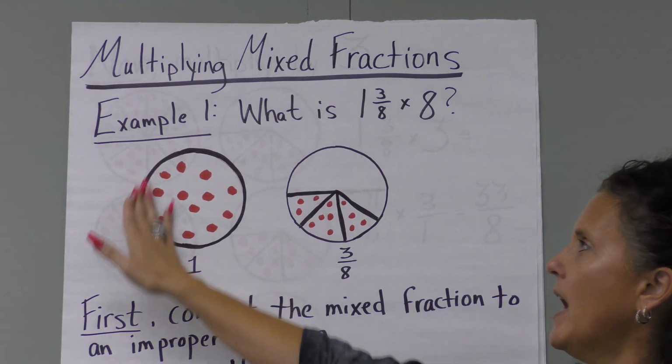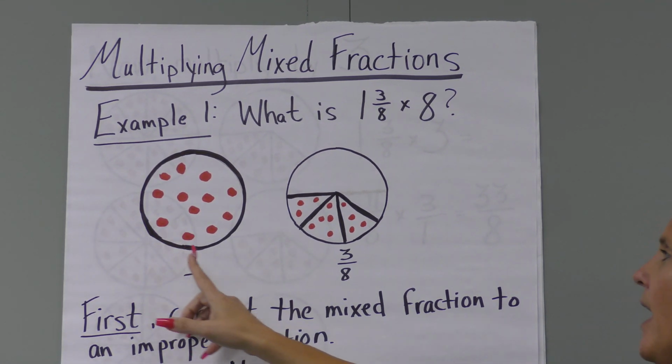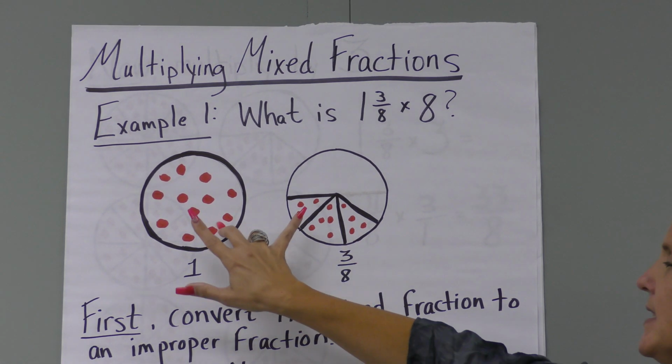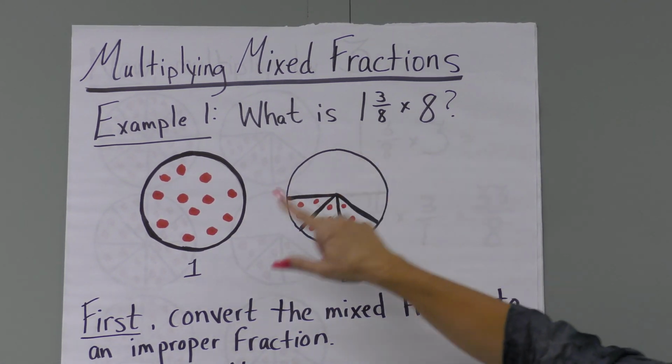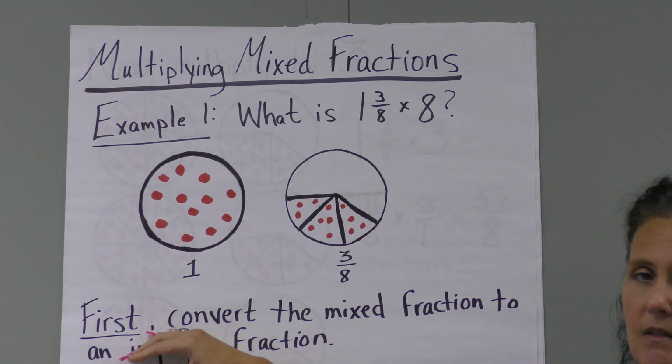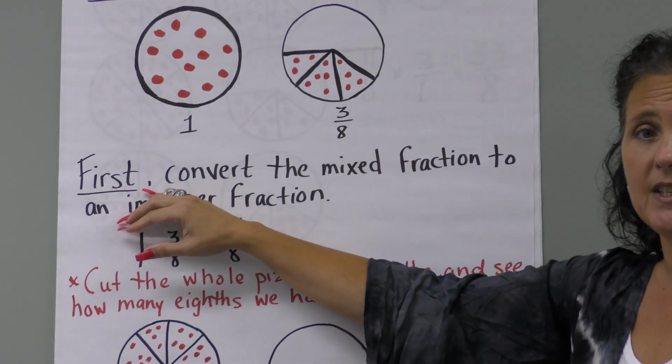Here's one whole entire pizza. That's the whole. And then we have 3/8 of this pizza. So this together represents our 1 and 3/8 of a pizza. So first thing we have to do is to get all of these as fractions.